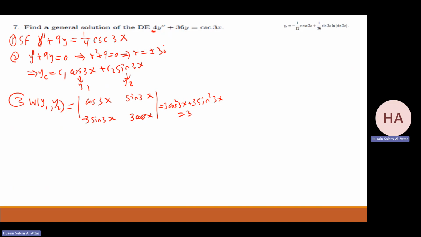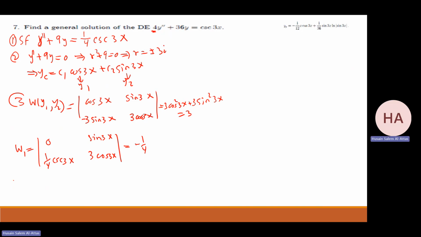That makes it easy. Then I have W1, which is 0, 1 over 4 cosecant 3x, and sine 3x, 3 cosine 3x. Okay, that gives me what? 0 minus 1 over 4 sine 3x times cosecant 3x, that will be 1, so it's minus 1 over 4. Gone.